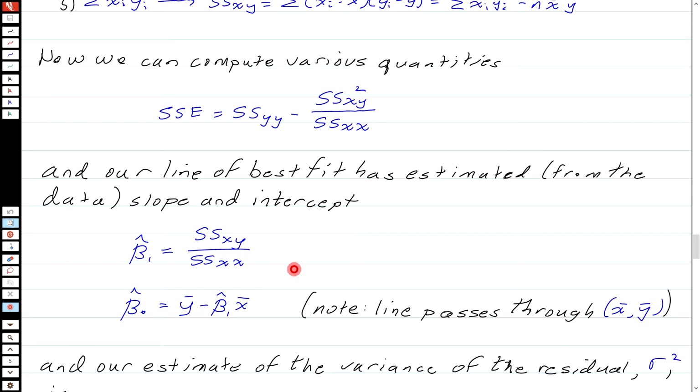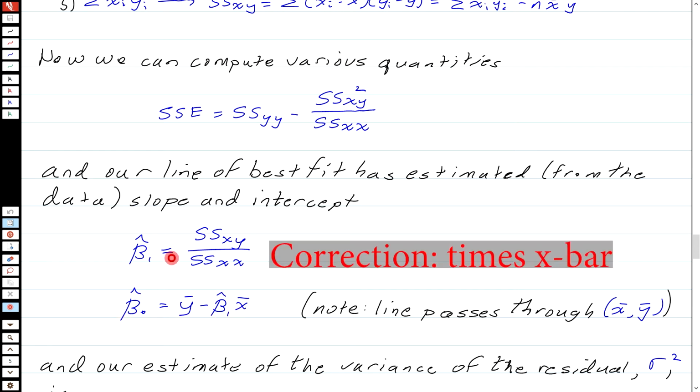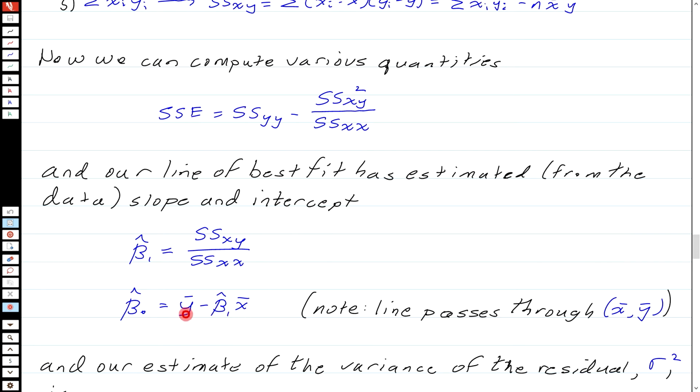And then the other thing that we need to note is that our line of best fit passes through the average point, x bar, y bar. So every best fit line that we come up with will pass through this x bar, y bar, and that allows us to easily compute beta naught hat as y bar minus beta 1 hat times x bar. So I find beta 1 hat first and then plug it into a relationship that insists that we're passing through x bar, y bar.